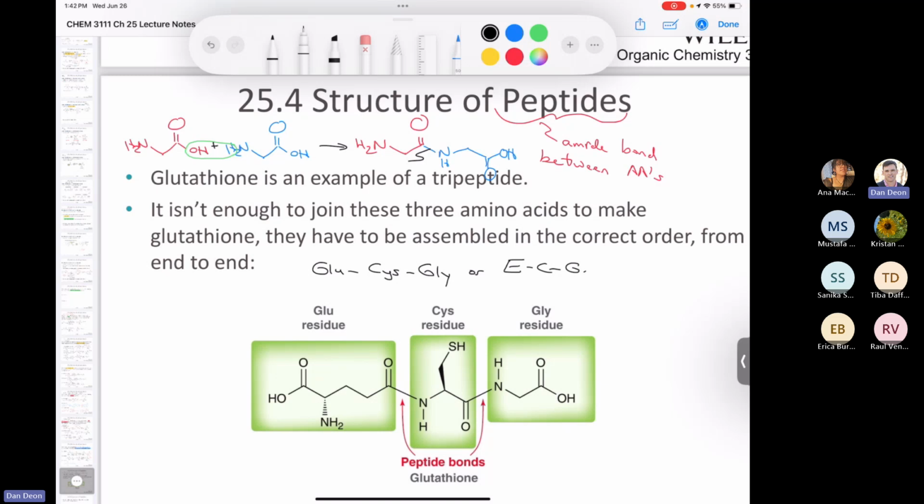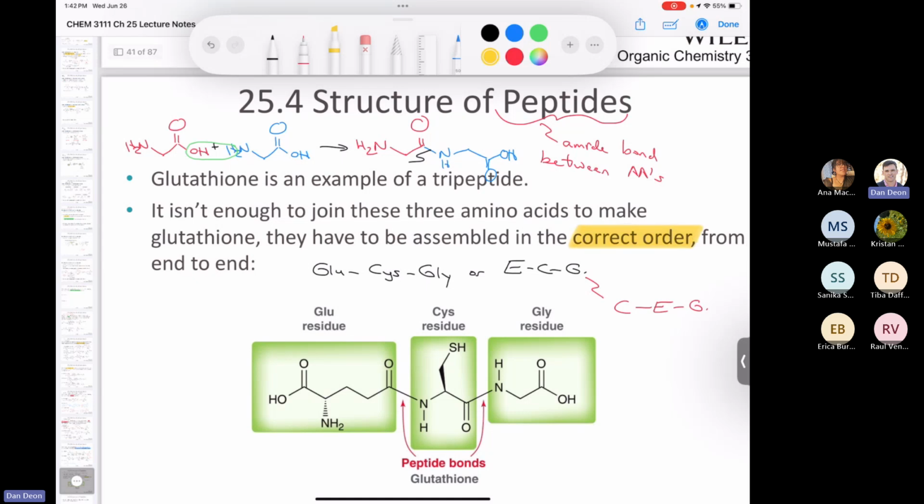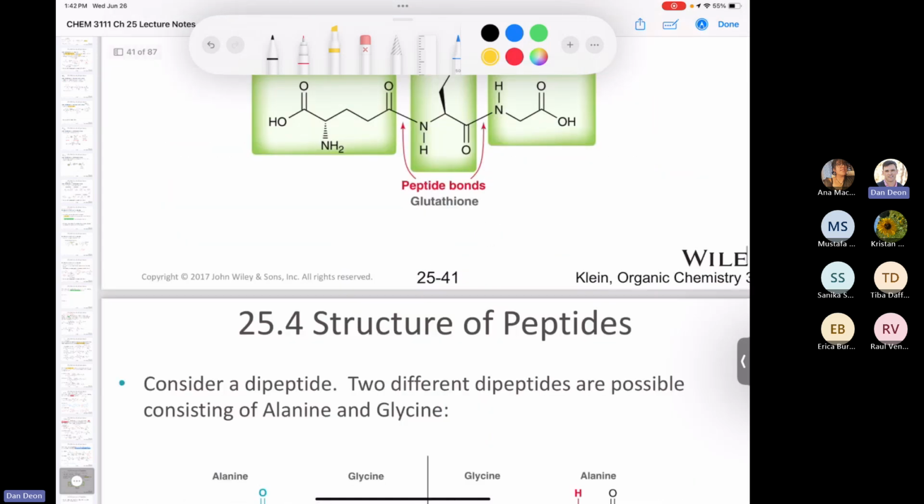But it's not just enough to have these put together. They have to be assembled in the correct order. Like let's say, and you don't have to write this down, but let's say you assembled them CEG. If you rearrange them, would it be the same compound? No, it would not be glutathione. It would be something completely different. So not only do we have to put the amino acids together, but they have to be put together in the correct order in order to make a very specific peptide or protein or enzyme.